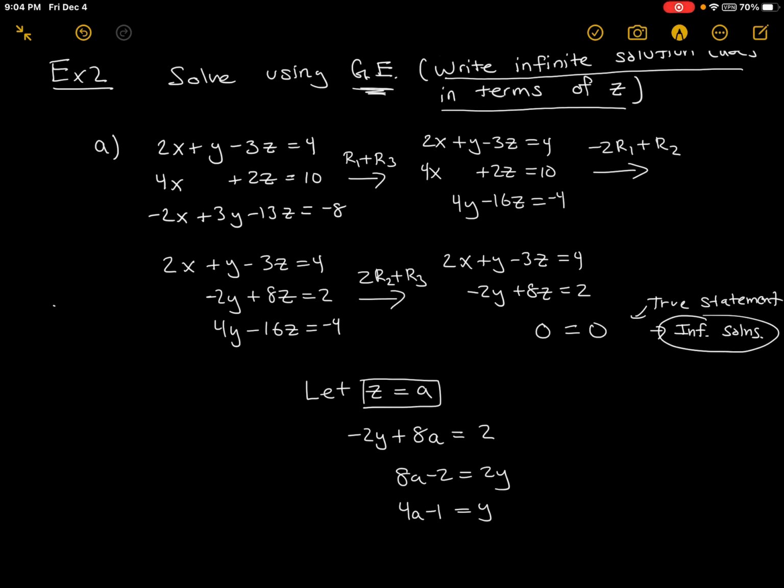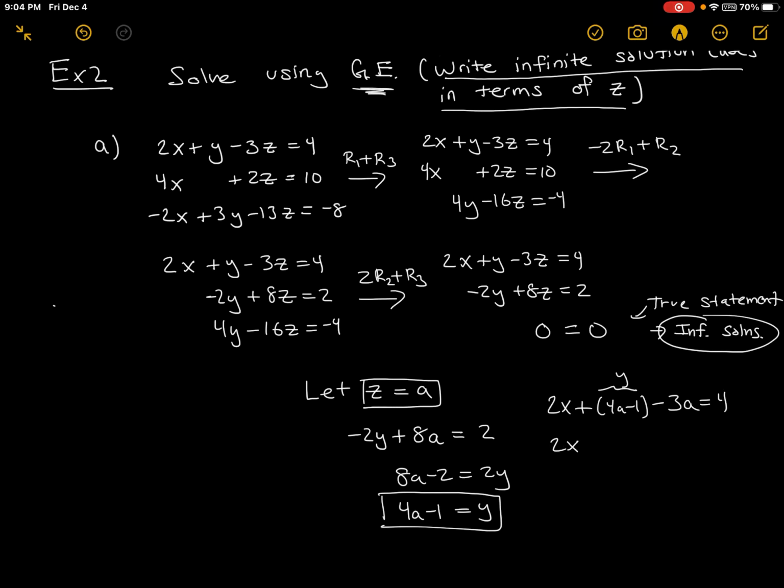Y is equal to 4a minus 1, right? And to get x, we plug it back into the first equation, okay? So 2x plus y, which is 4a minus 1. This is my y, and then minus 3z, 3a, and we'll say minus 4, is equal to 4. Okay, so now we're trying to get x by itself.